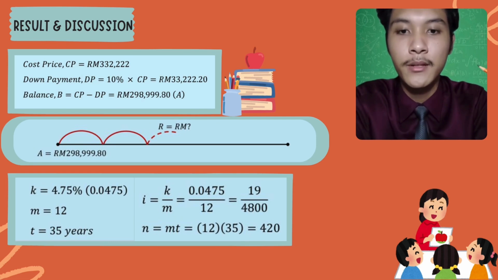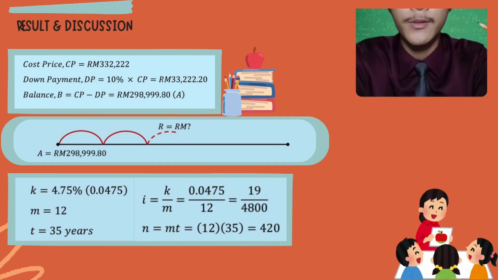For all the other information, K equals 4.75%, which is made to 0.0475 after dividing by 100. M equals 12, which is monthly. T equals 35 years. I equals K over M, which is 0.0475 over 12, equaling 19 over 4,800. And finally, N, which is M times T, is 12 times 35, and we get 420.